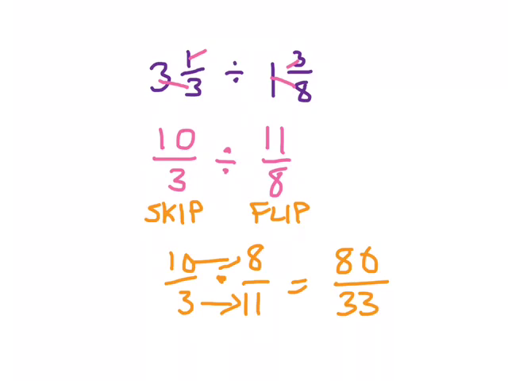And 33 goes into 80 twice. That's 66. And from 66 to 80, there's 14 left over. So 14 33rds remaining. And I'm done.